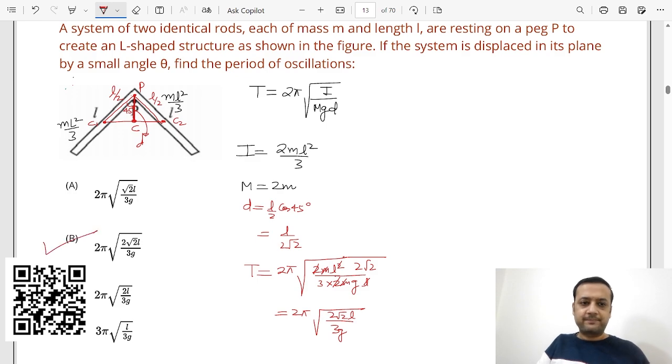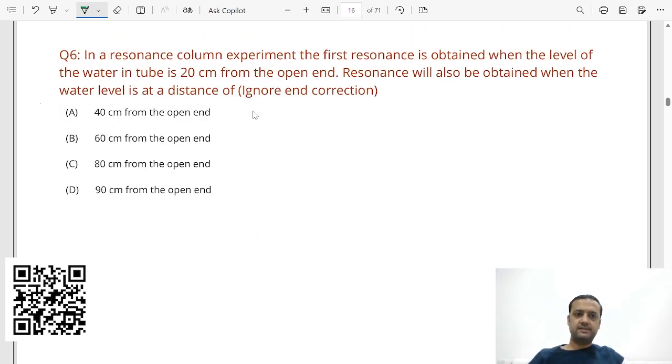That means option B is correct. Let us see this question. In this resonance column experiment, the first resonance is obtained when the level of water in the tube is at 20 centimeter from the open end. So we have to check at what distance of the water level the next resonance can be obtained.